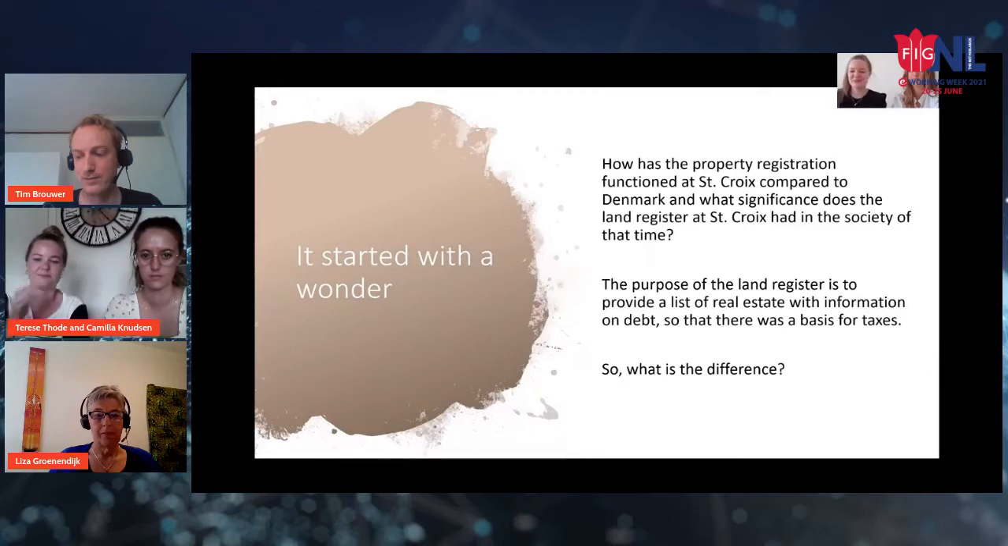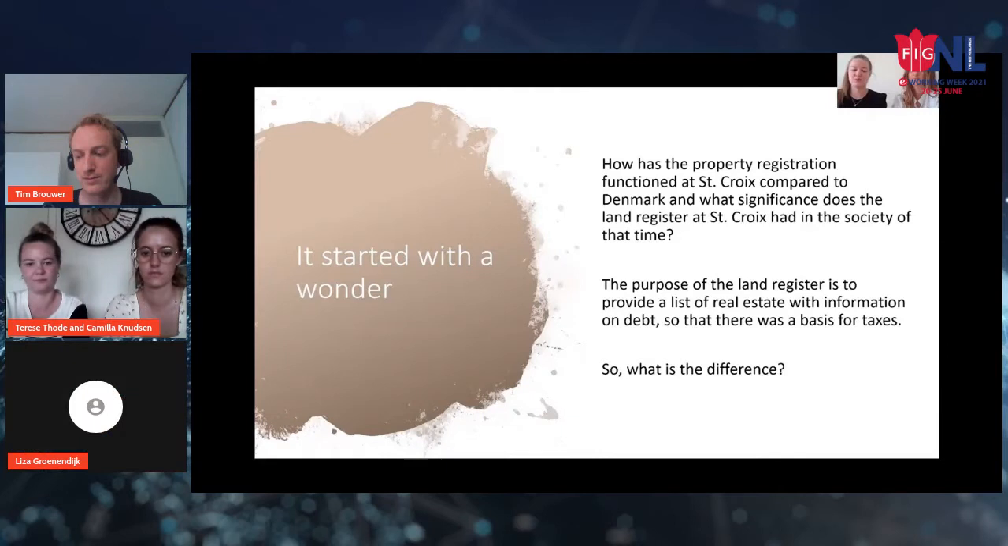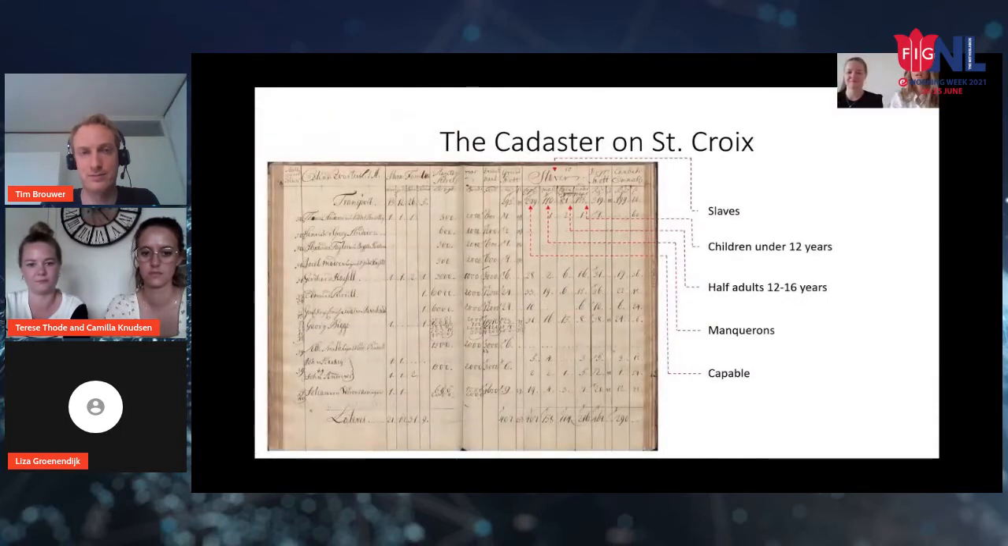Early in the process, we discovered that the purpose of the cadaster was to collect taxes, but the property perception was not the same. So what was the difference? We started to look in the old cadaster in the archives, and we could see in Denmark they registered the property and what crops there were on the properties. On St.